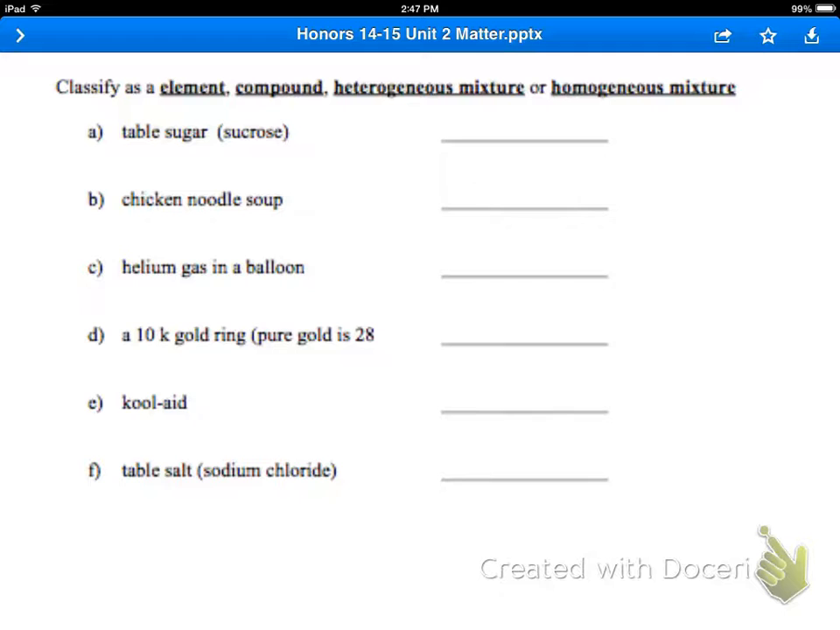So table sugar, sucrose. Because I'm lazy, I'm going to abbreviate. Sucrose is a compound. Right? Same composition, bunch of different stuff chemically combined. Chicken noodle soup, clearly a heterogeneous mixture, lots of stuff in there. Helium, gas, in a balloon. I can find helium on the periodic table, so that is going to be an element.